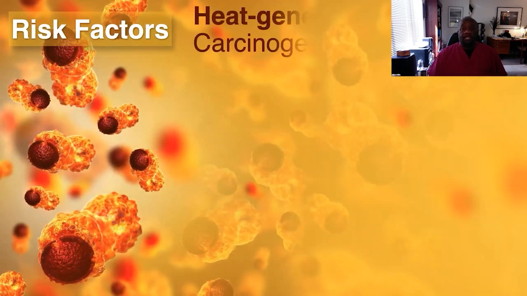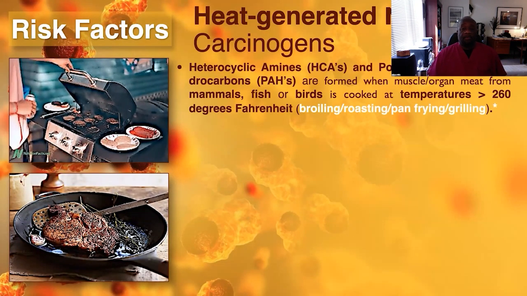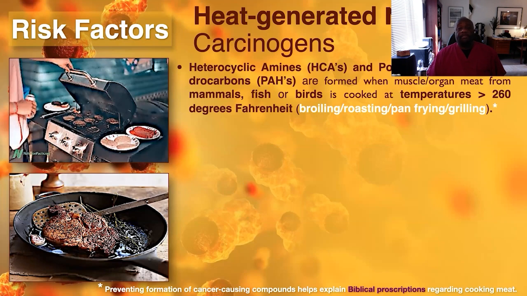Now let's look at heat-generated mutagenic carcinogens. In other words, the carcinogenic compounds that come from the way we cook and prepare animal tissue. You create these things called heterocyclic amines or HCAs and polycyclic aromatic hydrocarbons or PAHs that are formed when muscle and organ meat from mammals, fish, or birds is cooked at temperatures greater than 260 degrees Fahrenheit, which would include broiling, roasting, pan frying, and grilling.